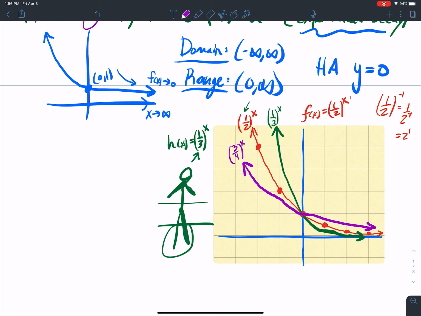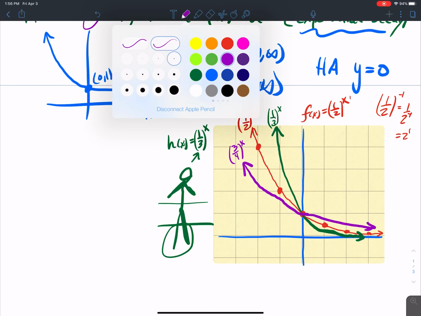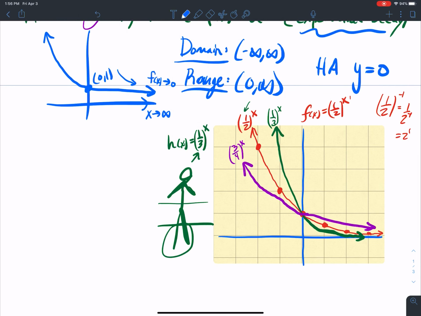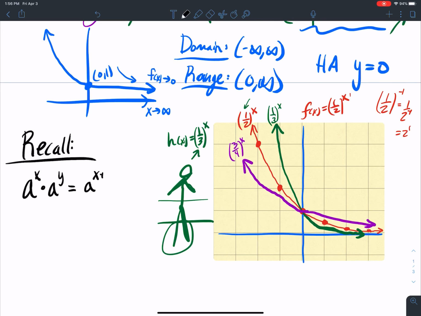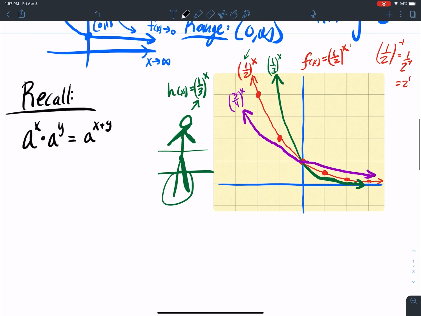So let's try to do a little bit of what we did in the first week of class. So let's do a little bit of review here. Recall a to the x times a to the y. Same base, what do we do? We add the exponents. What if I had a to the x divided by a to the y? Okay, I subtract the exponents, x minus y in the exponent here.